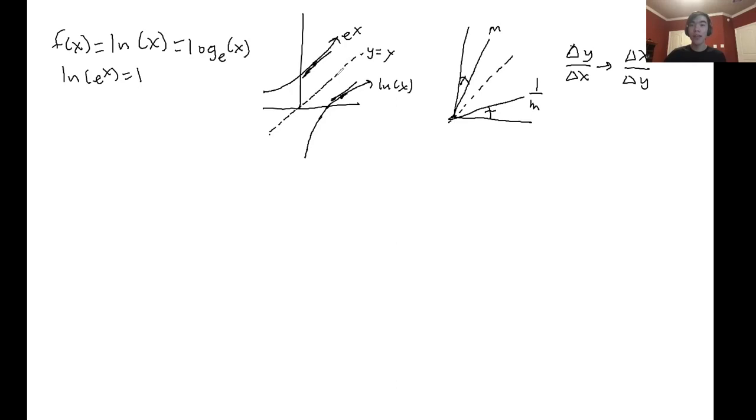So that's how we can relate the slopes of e to the x to the slopes of ln of x. So that might make you think, hey, maybe f prime of x is just 1 over e to the x. Because we know that the slope of e to the x is e to the x, so the slope of ln of x is just 1 over that, right? Isn't that what you just told me? When you reflect the line, you get 1 over the slope.